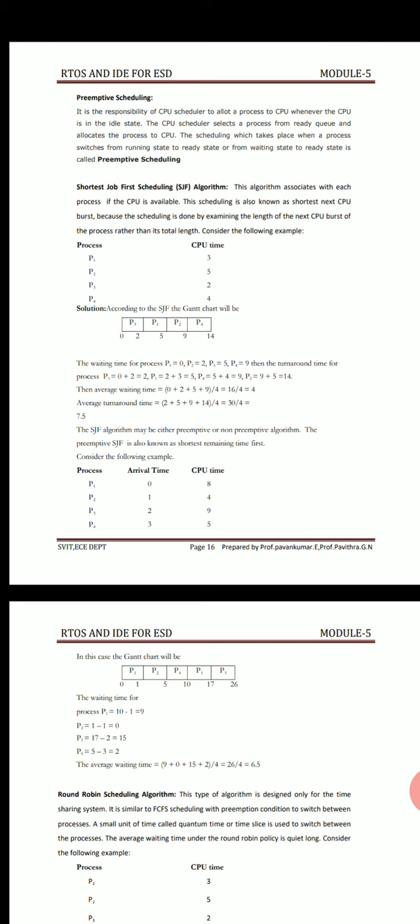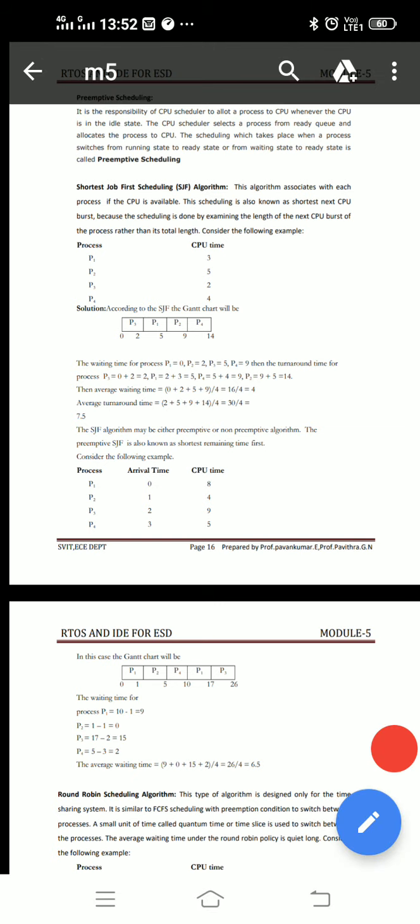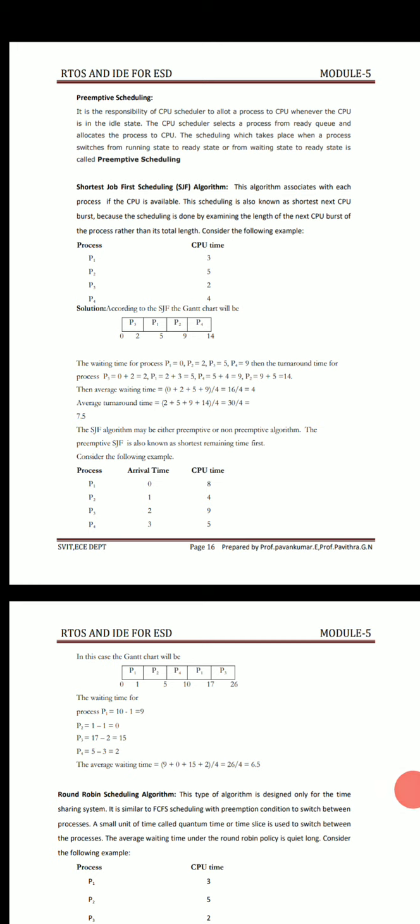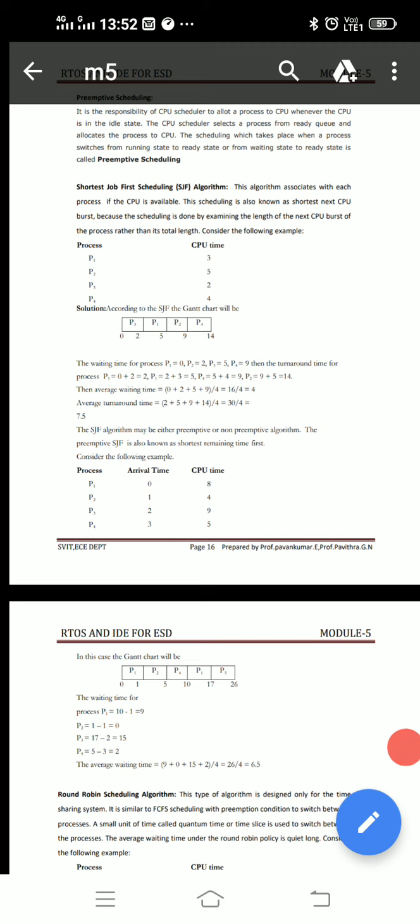In order to calculate the turnaround time for the different processes: for P3 it will become 0 plus 2, that will become 2, and for P1 it will become 2 plus 3. For P4 it will become 5 plus 4, and for P2 it will become 9 plus 5, that will become 14. Then the average waiting time.